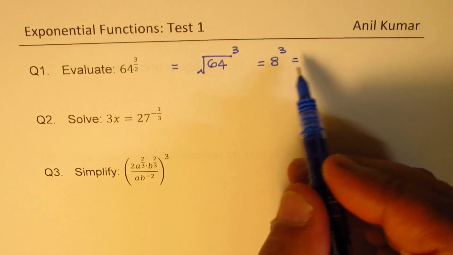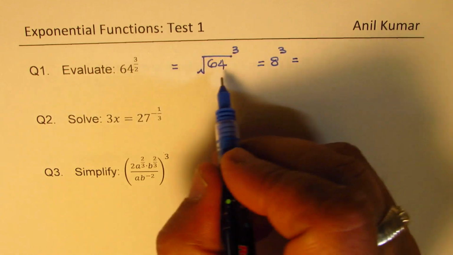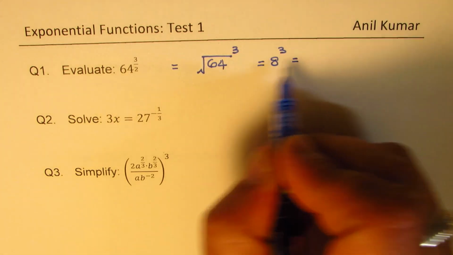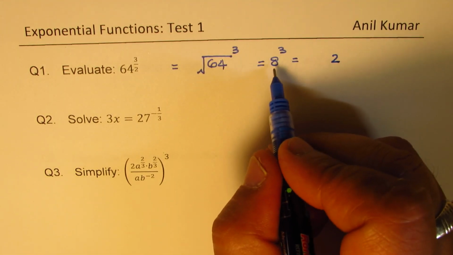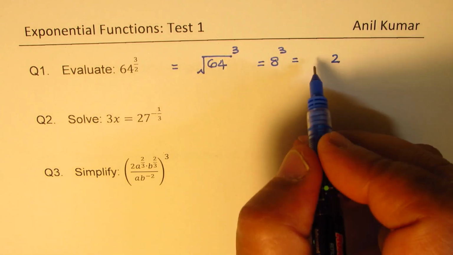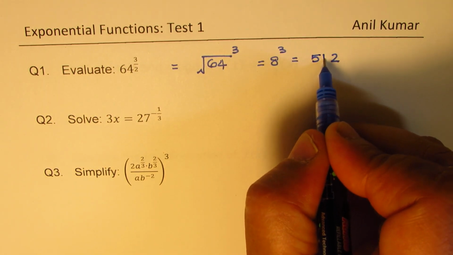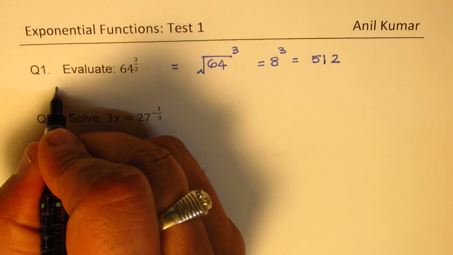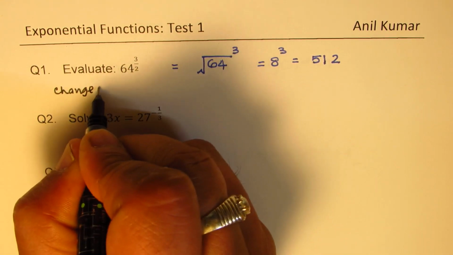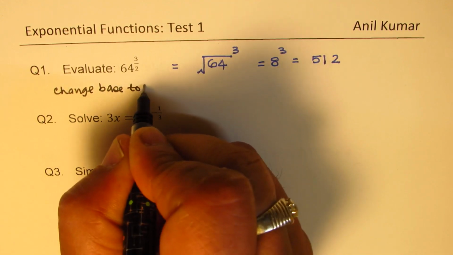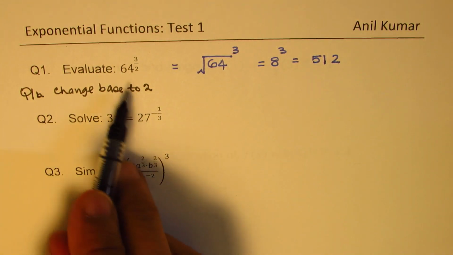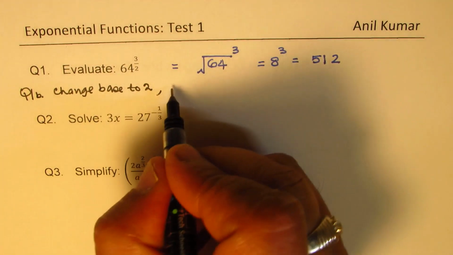So 8 cubed basically means 8 times 8 times 8, right? So multiplying, 8 times 8 is 64, and 64 times 8, 8 times 4 is 32, 8 times 6 is 48 and 3 is 512. Is that clear to you? Right. Okay. Now, sometimes we could ask to change base to 2 and then evaluate. So let this be question number 1B for you. Is it okay? Change base to 2 and then evaluate, right?